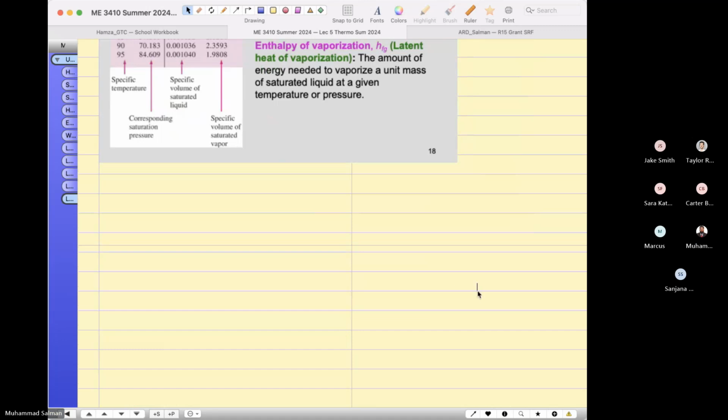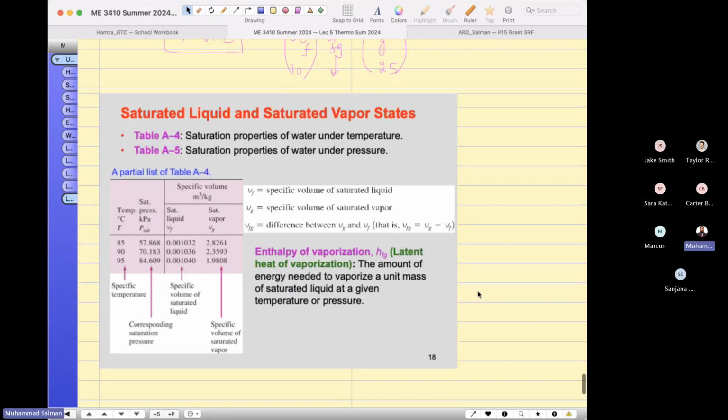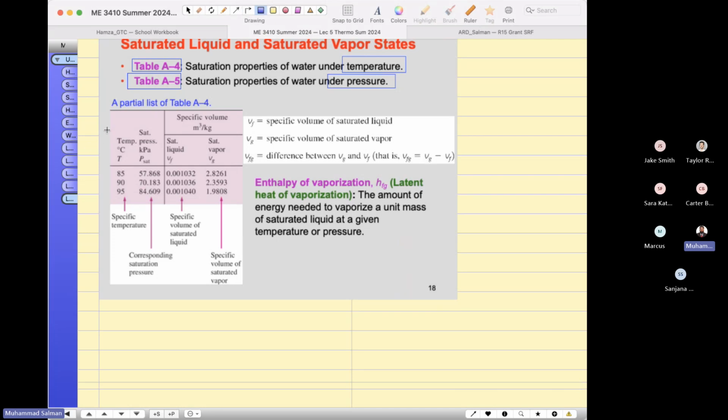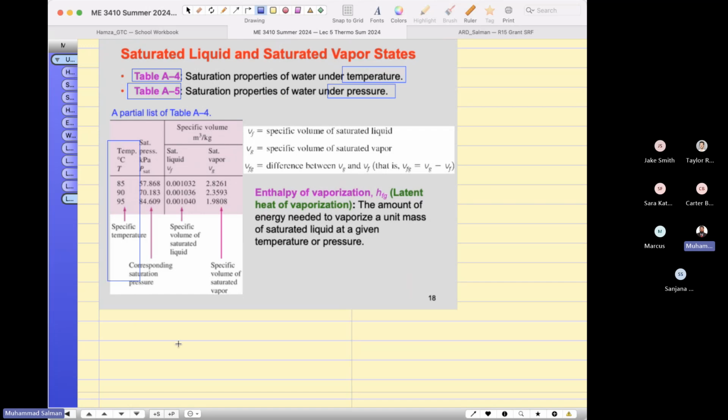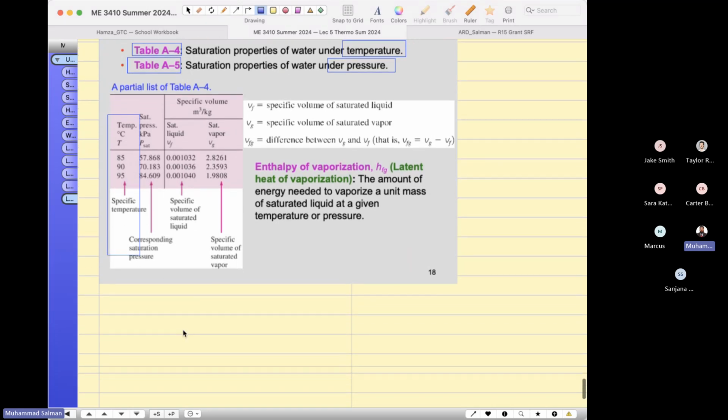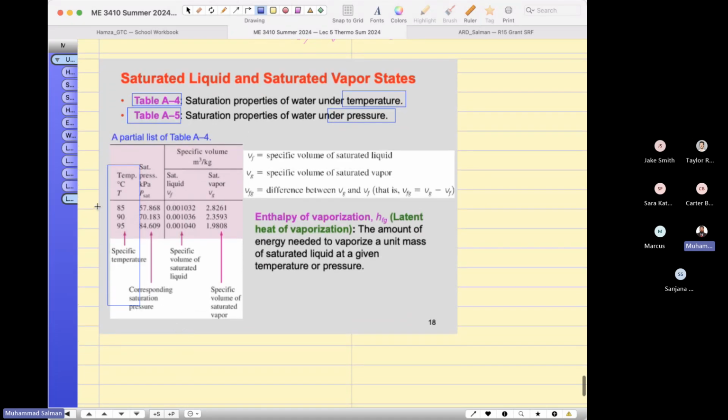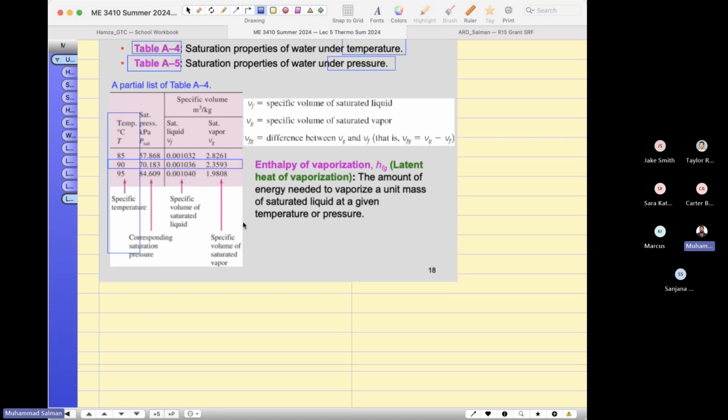Look over here. First of all, every table has its name. Table A-4 is the saturation properties of water, the temperature table of water. Table A-5 is the pressure table of water. Usually the first column tells us whether it is a pressure table or a temperature table. It doesn't matter, but sometimes it is convenient to read the table values if the temperature is given directly. Suppose 90 Celsius. At 90 Celsius, what is the boiling or vapor pressure, or saturation pressure? It is just 70.18, and then vf, the specific volume of the saturated liquid, and vg, the saturated vapor.